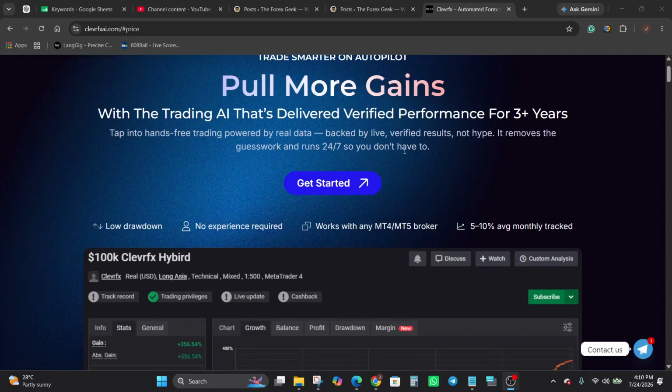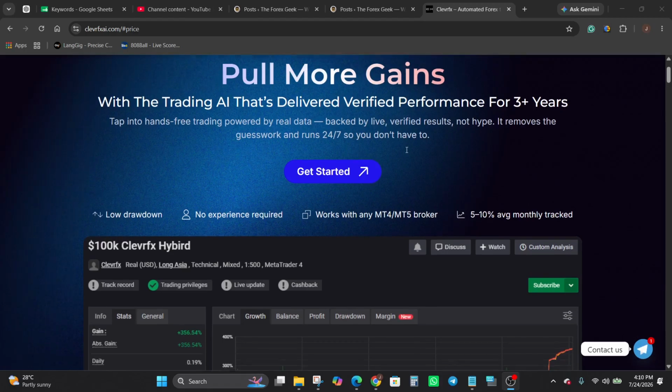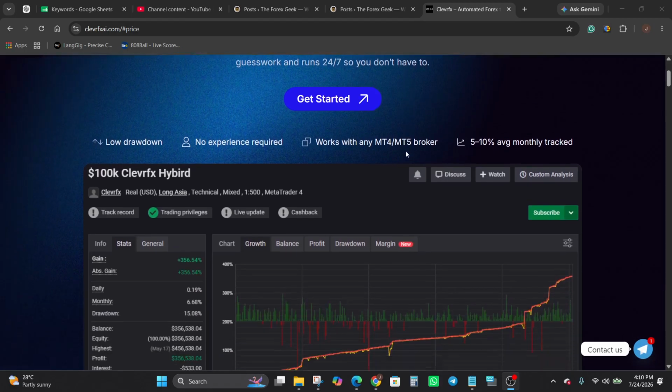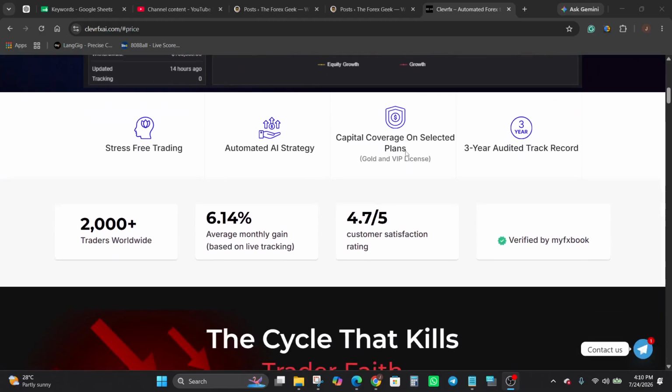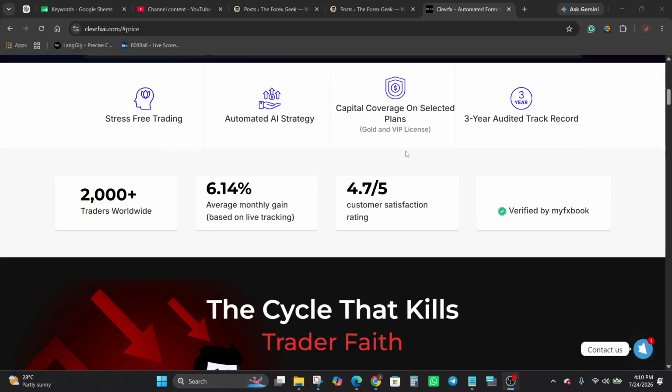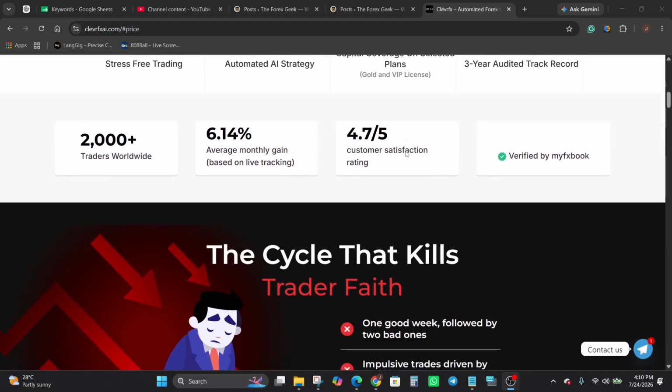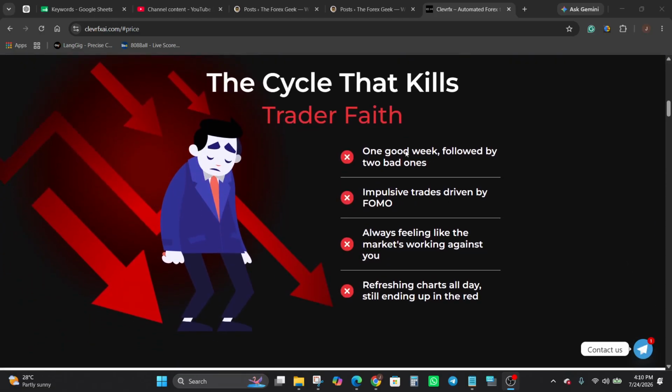As we scroll through the initial overview, the developer explicitly confirms that Clevrfx features multi-platform compatibility, fully supporting both MT4 and MT5. This flexibility allows traders to run the EA on whichever platform they prefer with any MT4 and MT5 broker.